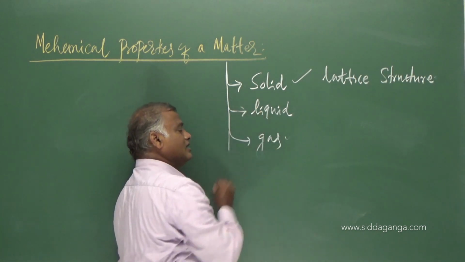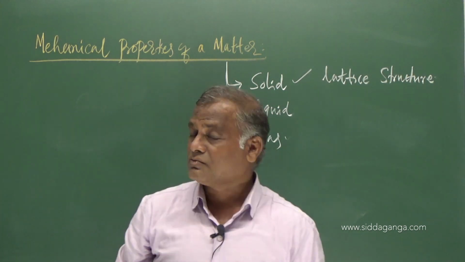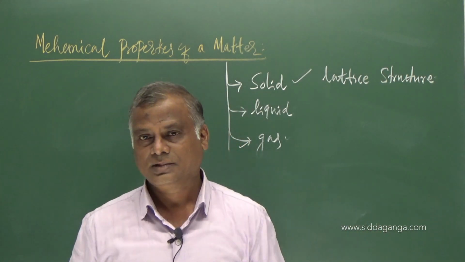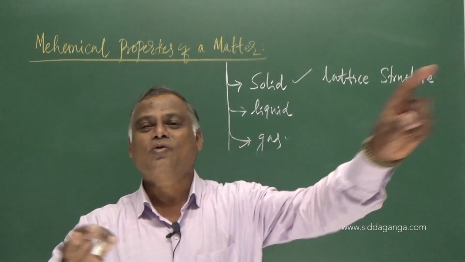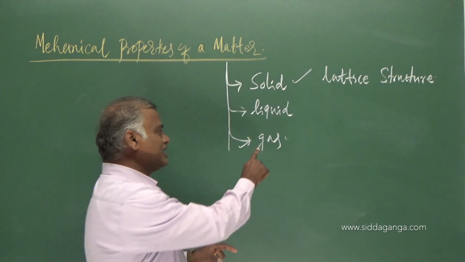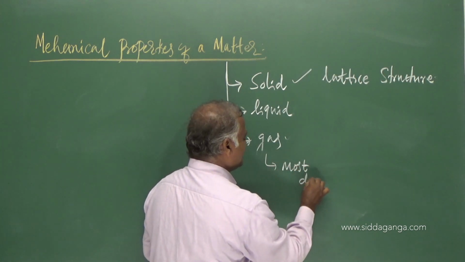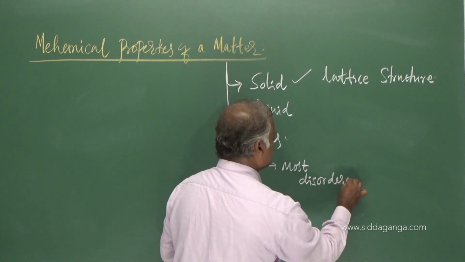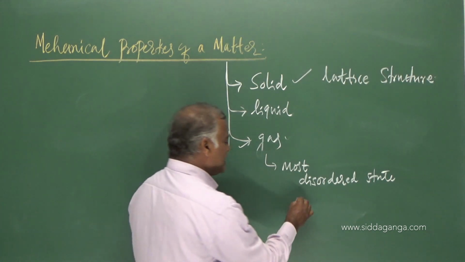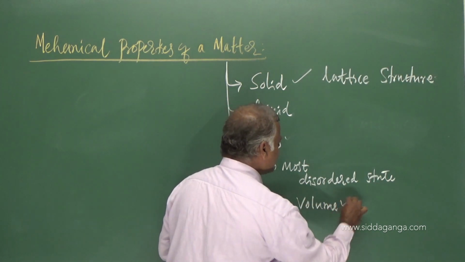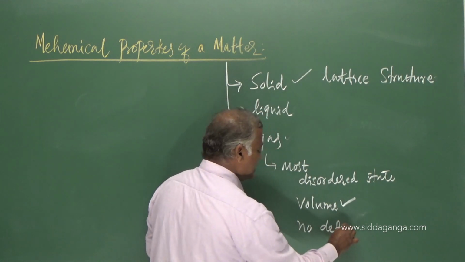If you come across liquid and gaseous media, among them the gaseous state is the most disordered state. Gas molecules are randomly arranged. Here and there they wander. In case of gaseous molecules, this is the most disordered state of matter. Gas has a definite volume, but no definite shape.